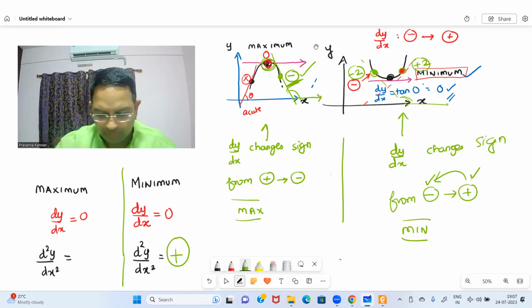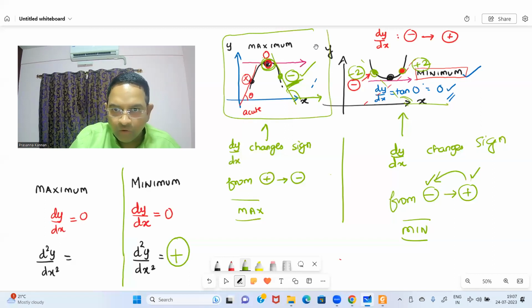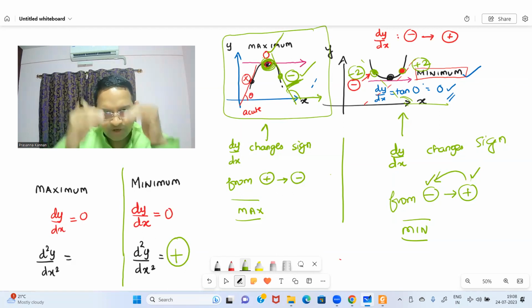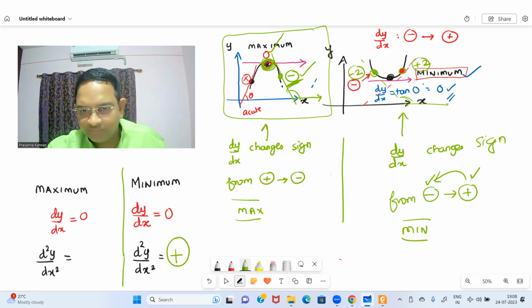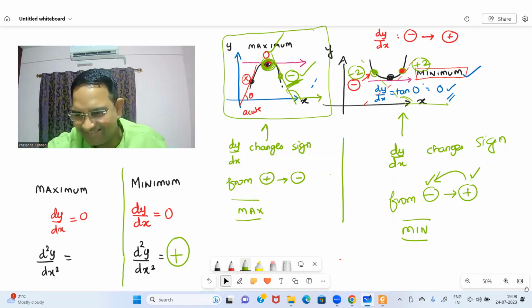So look at this graph now. We are coming to the maximum. At this point, what is the value of dy by dx? At the maximum point, what is the value of dy by dx, guys? 0, sir. You are doubtful or you're clear? Clear, sir. Beyond that point, what is the value of dy by dx? Negative. That's the final value I'm talking about.